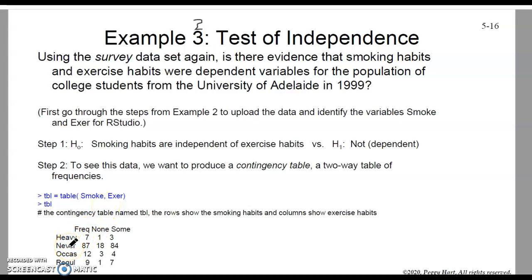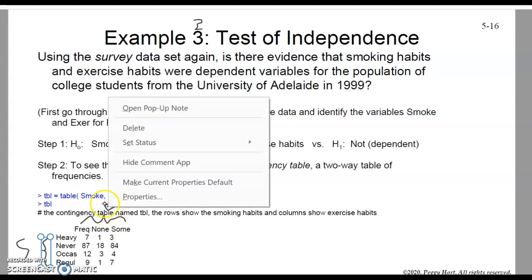And what this is, you can see that the rows of the table, heavy, never, occasionally, regular, this is exercise. All right, so I think this is the exercise one. Oh, maybe that's smoking. All right, so we'll have to find out. Oh wait, it says rows show smoking. This is smoking. The columns show exercise. Oh yeah, because it's always rows, columns in a table. This is exercise. Okay, so what do you guys think when you just look at it?